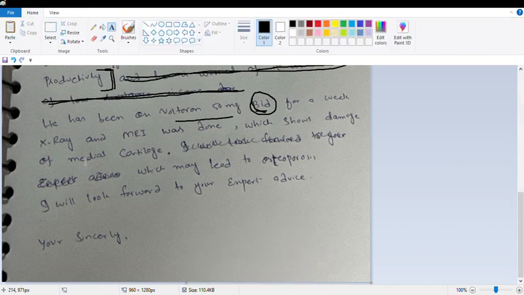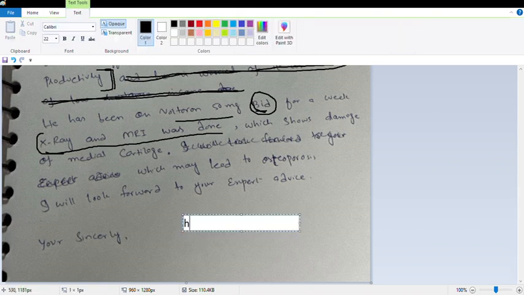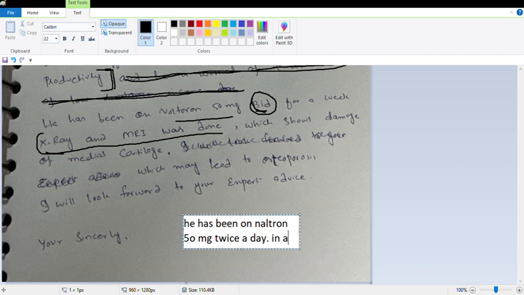Next, for a week, X-ray. He has been on Naltron 50 mg for a week. X-ray and MRI was done. Okay, so this is a new sentence here. I would recommend you write it on a different line. You can write it like, he has been on Naltron 50 mg twice a day. In addition, X-ray and MRI were done. Okay, so you can write like this.